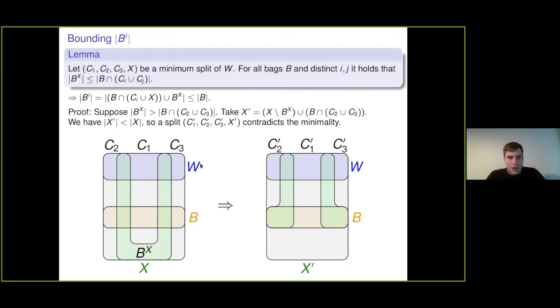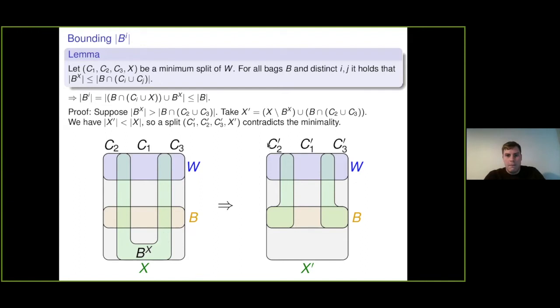So now here we have this blue area of W, orange area of B, and green area of X. And basically the Bx vertices, how we define them is that they are below B in the tree decomposition. All bags containing vertices of Bx are below bag B. So Bx is the things below B here.